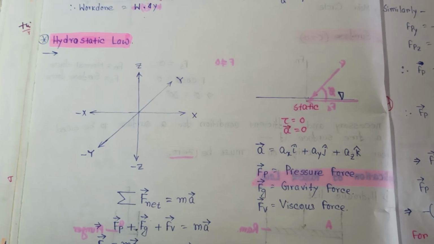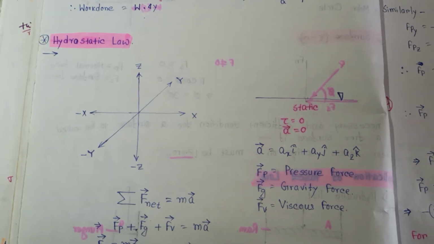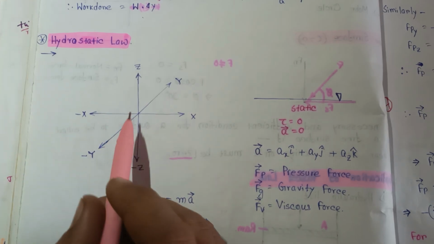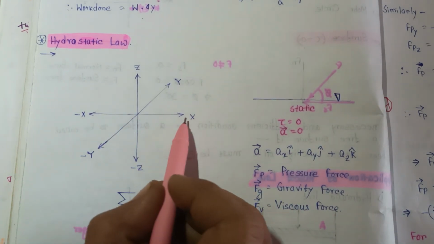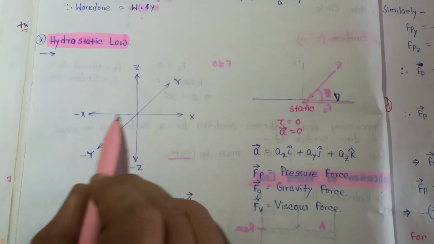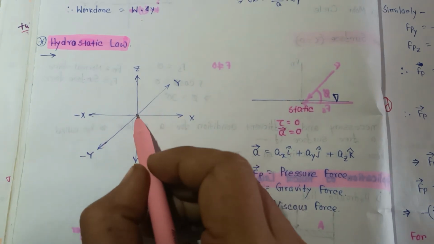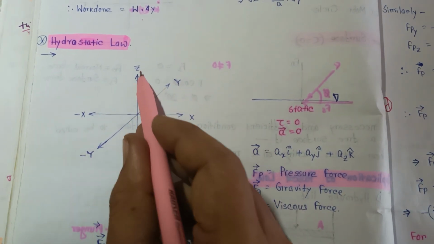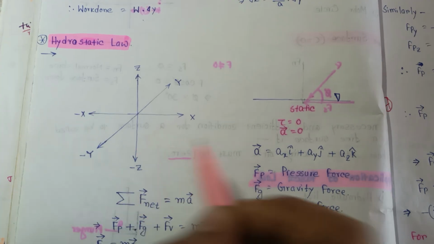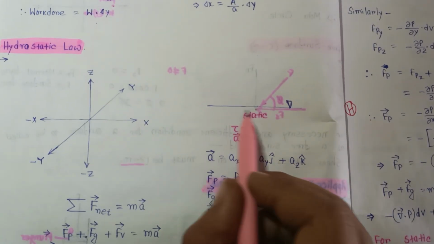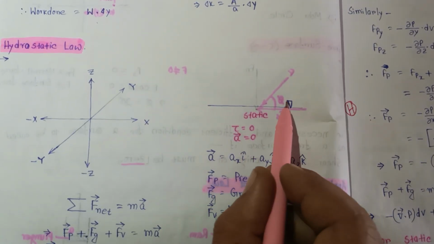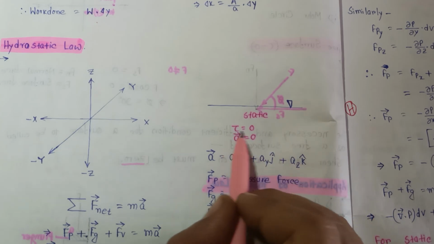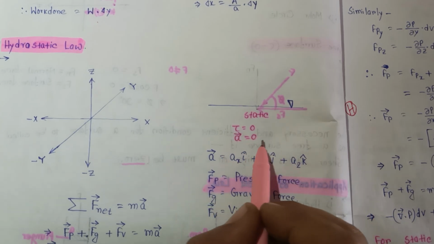So in this lecture we'll understand the hydrostatic law. So this is the positive x-axis, this is the negative x-axis, and this is the y-axis, positive y, negative y, this is positive z, this is negative z. And there is a fluid in a static condition, so shear stress is equal to 0 and acceleration is equal to 0.